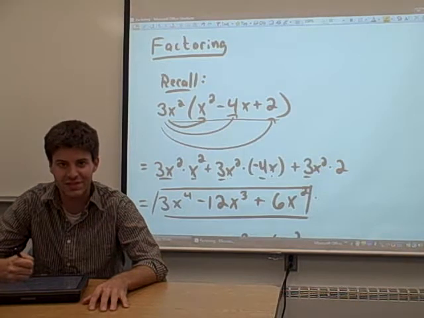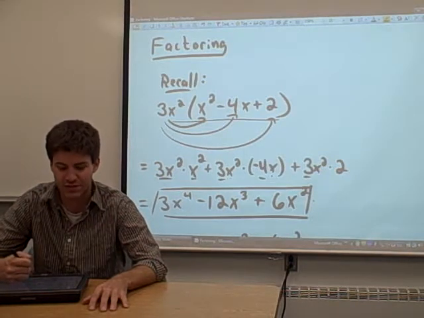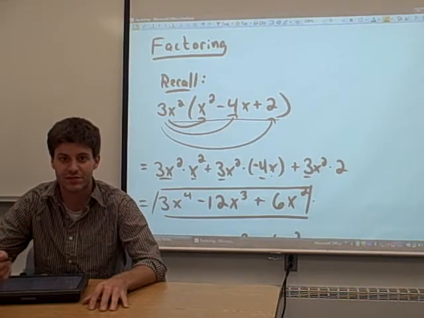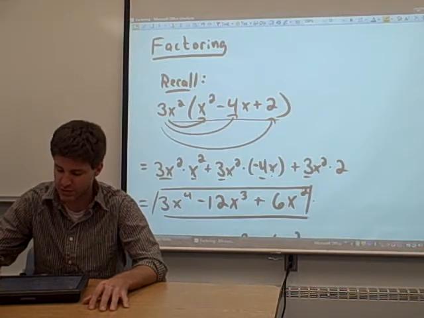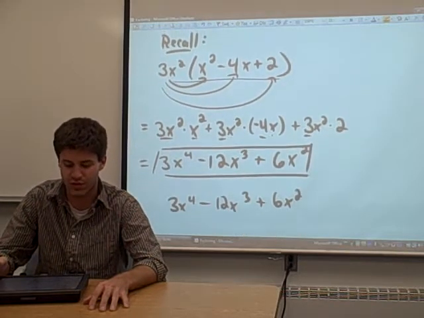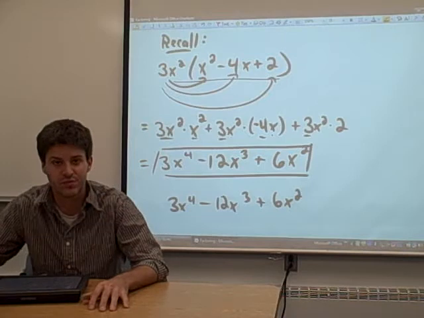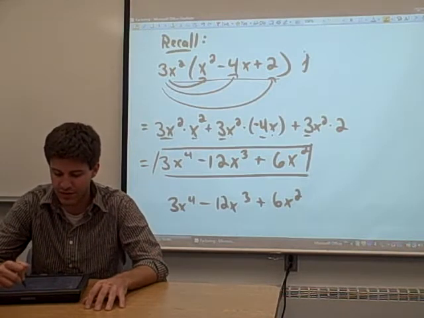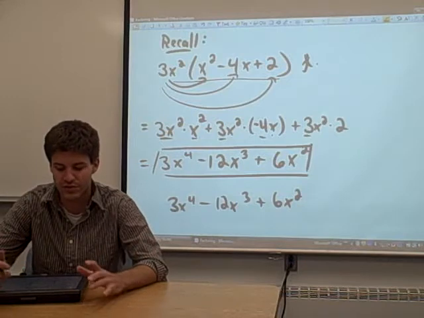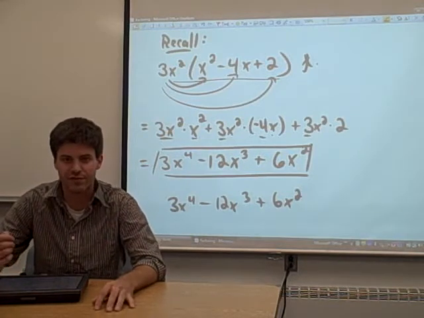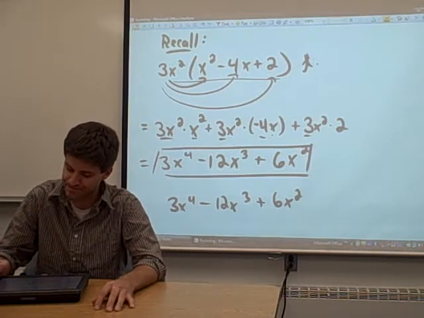The question in this section, the factoring section, is can we reverse this process? Factoring is the reverse process of multiplying polynomials. So what we want to do is start with 3x to the fourth minus 12x cubed plus 6x squared, and factor this and end up with the 3x squared monomial times the trinomial x squared minus 4x plus 2. We want to reverse the process of multiplication.